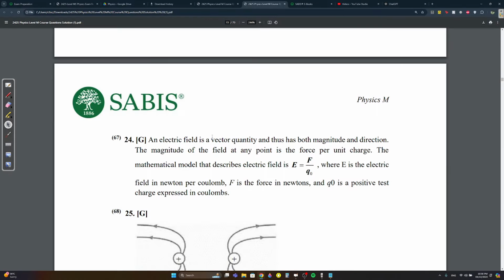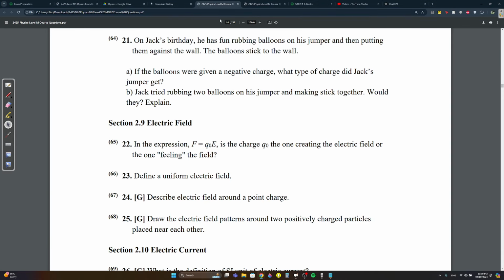Anyway, an electric field is a vector quantity, and that means it has both magnitude and direction. The magnitude of the field at any point is the force per unit charge, right? The mathematical model that describes electric field is E is equal to F over Q naught, where E is the electric field, F is the force, and Q naught is the test charge. You should know electric field is a vector quantity, meaning it has magnitude and direction. You should know that it's force per unit charge, given E is equal to F over Q naught. Okay, very easy, guys. This is very simple.